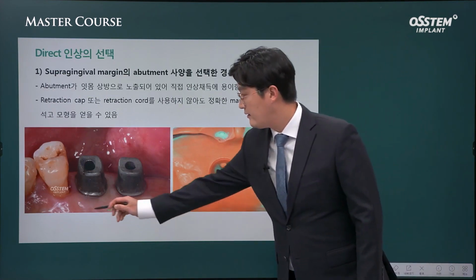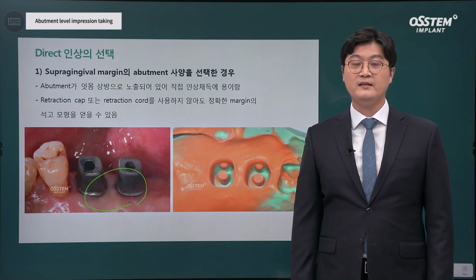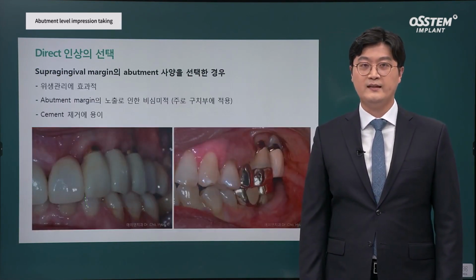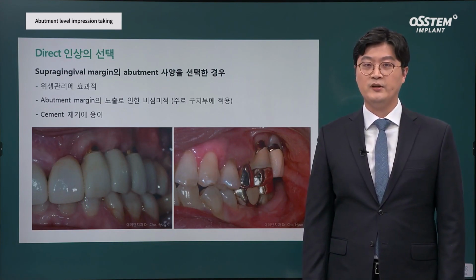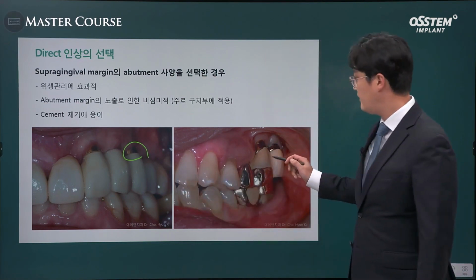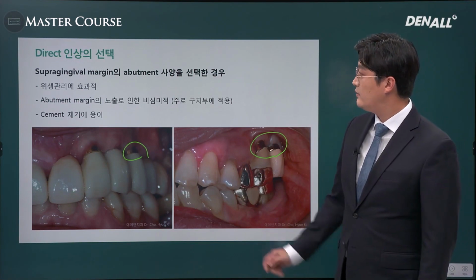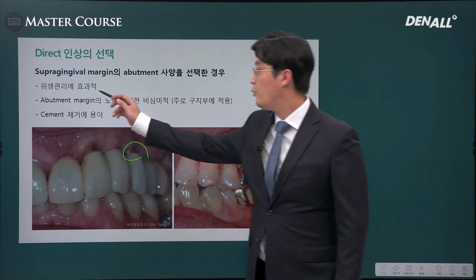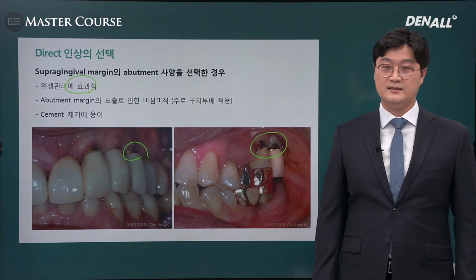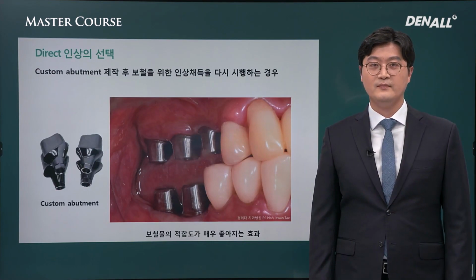This is an example. The margin is above the gum. Capturing the margin is easier when direct impression taking is used. In the posterior region, like this, a supramargin would provide better hygiene. So, impression taking can be done just like impression taking of a natural tooth.